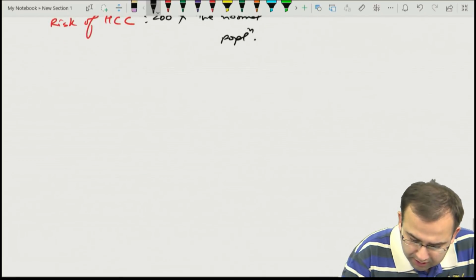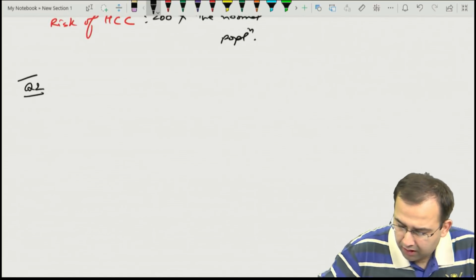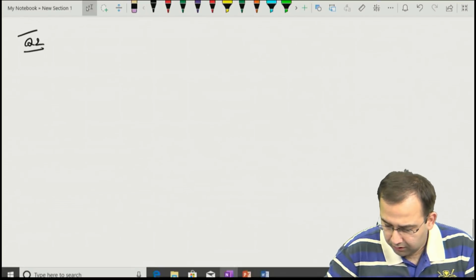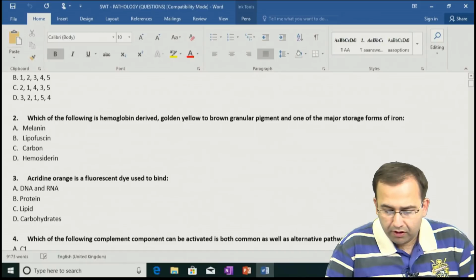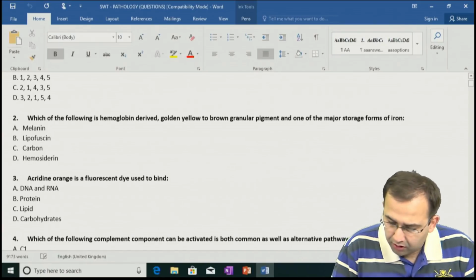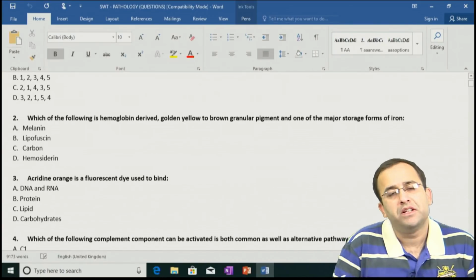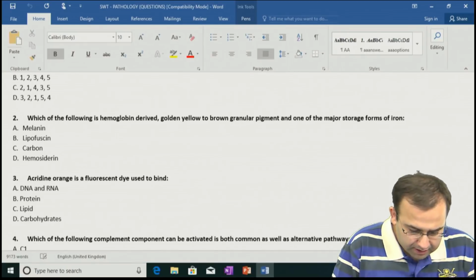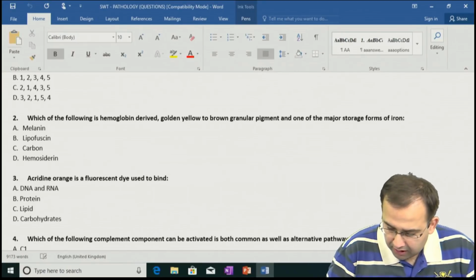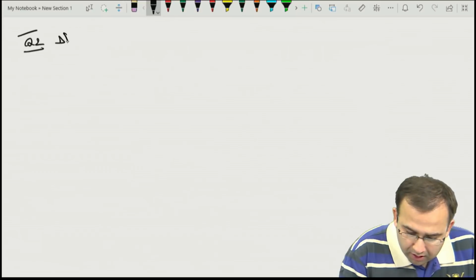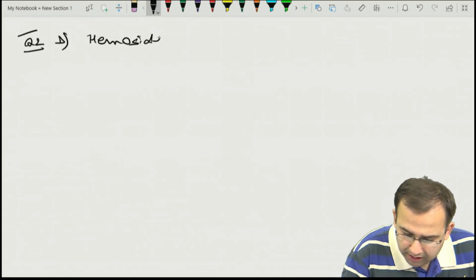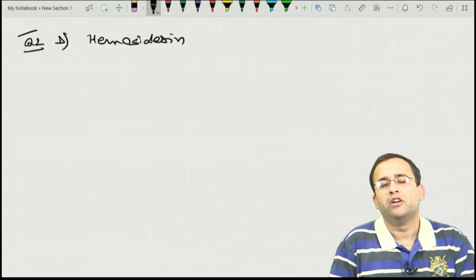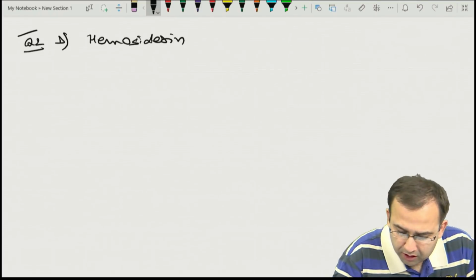Next, this gets us to question number 2. Which of the following is a hemoglobin derived golden brown pigment and is the major storage form of iron? The answer is D, that is hemosiderin. So let us have a look at this in more detail.